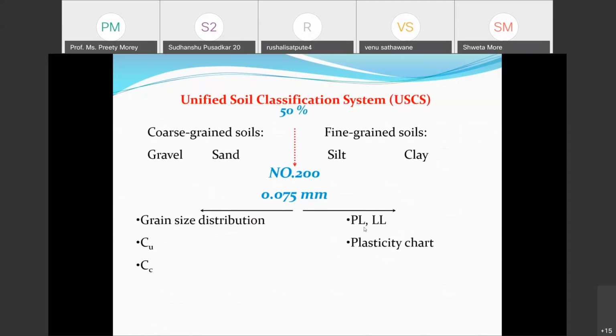There is one chart which is used for classifying fine grained soil, called the plasticity chart. What is plasticity? That also we will see. In the plasticity chart, they classify the soil with liquid limit more than 50 and liquid limit less than 50. That basically indicates the compressibility of the soil, whether the soil is highly compressible or low compressible. Depending upon that, we give some designation.